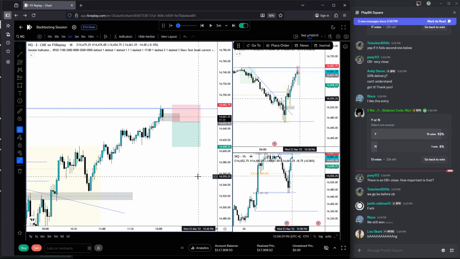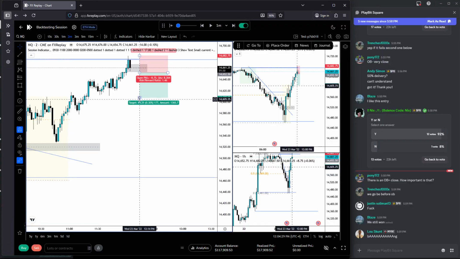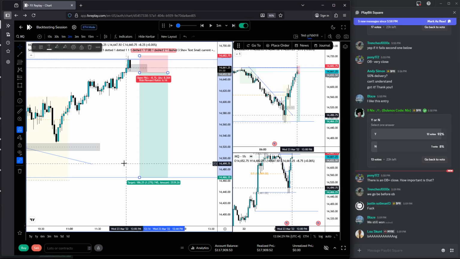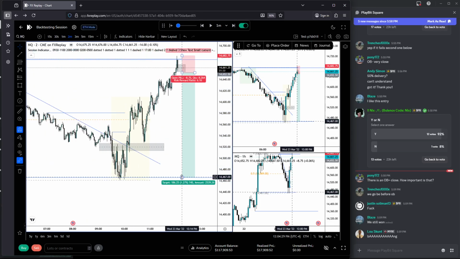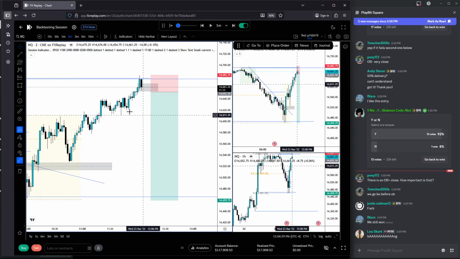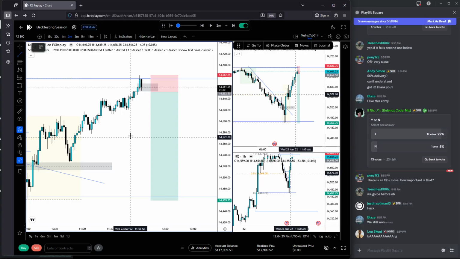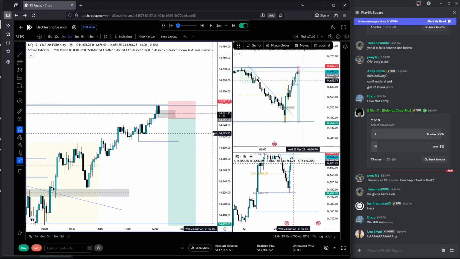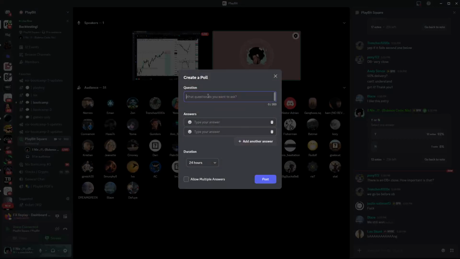Third trade, and I would target this all the way back down to low of day, which is here, which will be New York AM low, which is fine. It's a decent target, and now my break even would be here. And trim there. All right, create a poll.